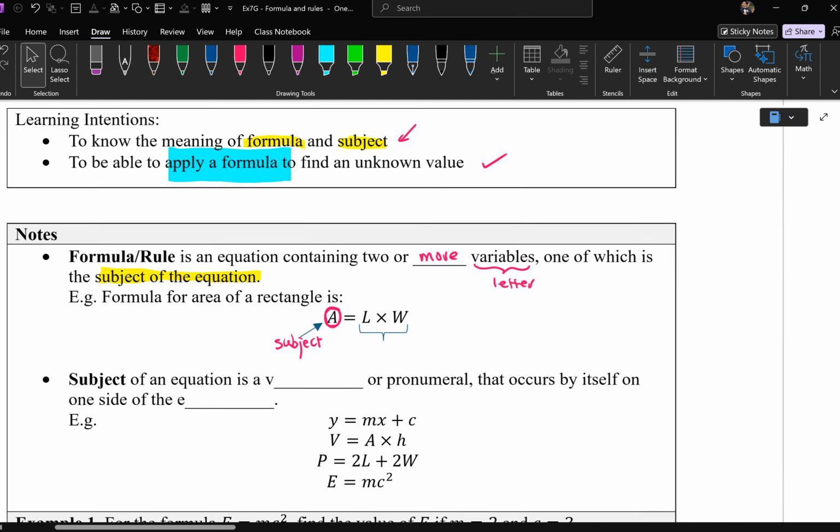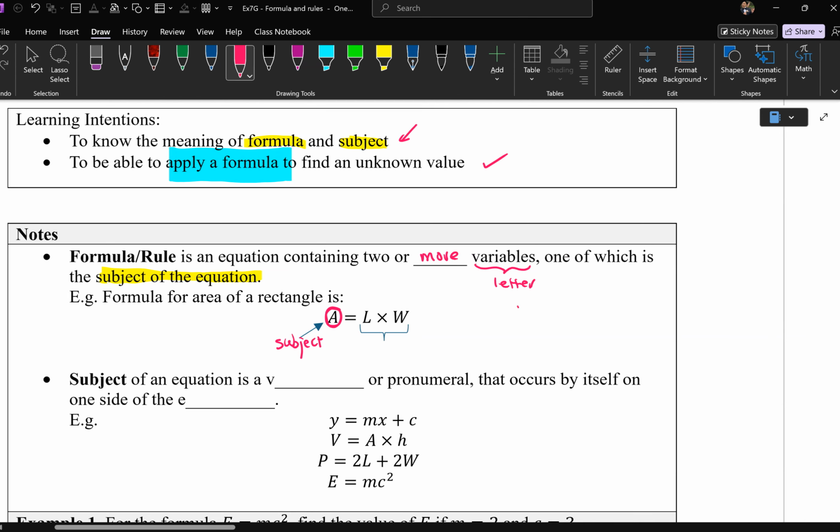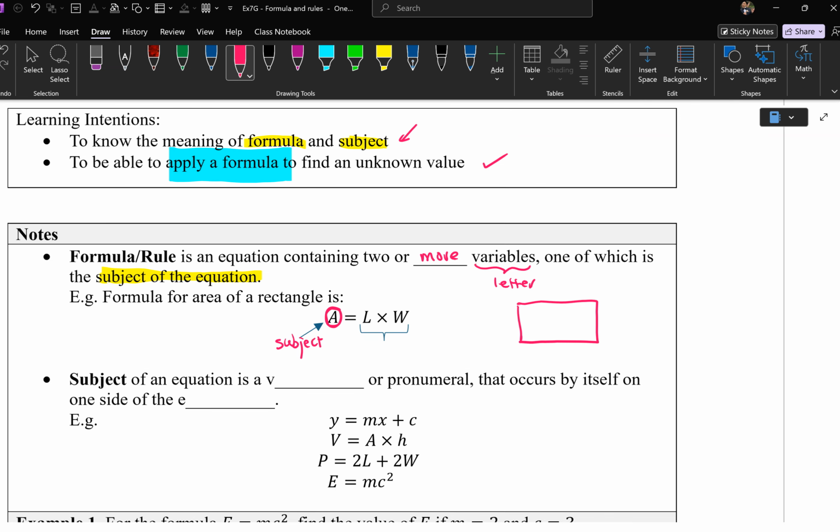So in this formula here, A equals L times W, that is actually the formula for, what is it again? Anyone know? Length times width, area of? Rectangle. So we normally say area of a rectangle is equal to whatever the length is times the width. But we're too lazy to write area equals length times width, so we say A equals L times W. This is called a formula, right? A is the subject because that's the one I'm looking for.